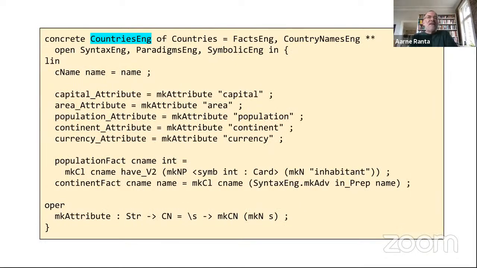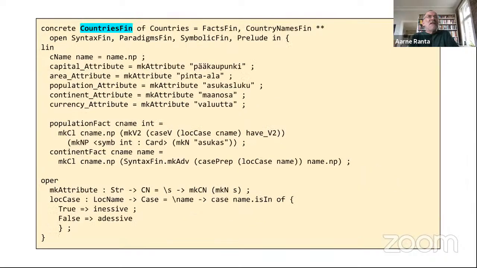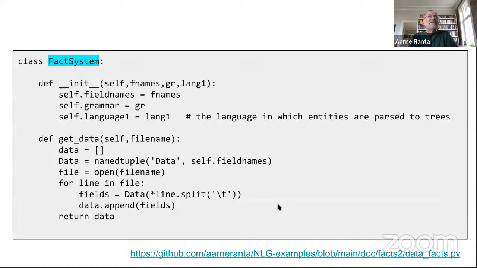So for English, there are kind of no surprises here, I would say. I will not explain this more. For Finnish, you have some more things. Here you have to inspect this parameter and change the case that is used for the location in that country. And then this is the Python code.